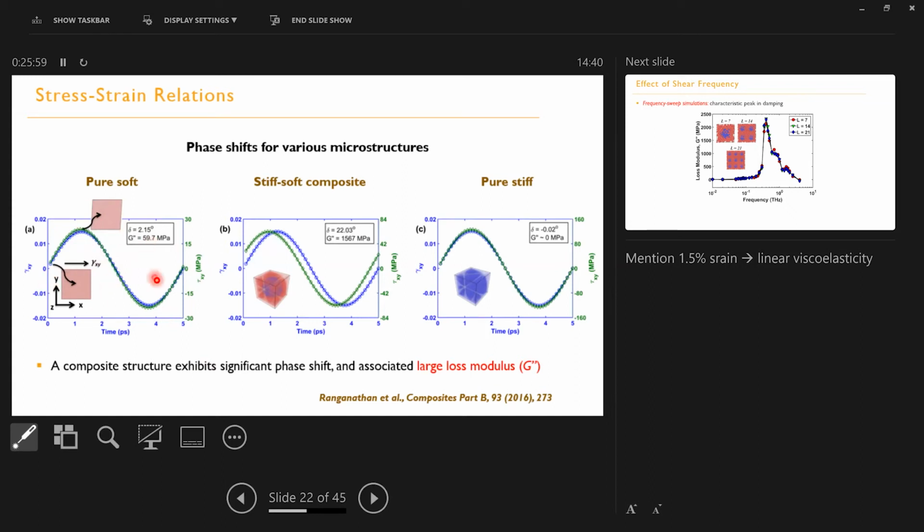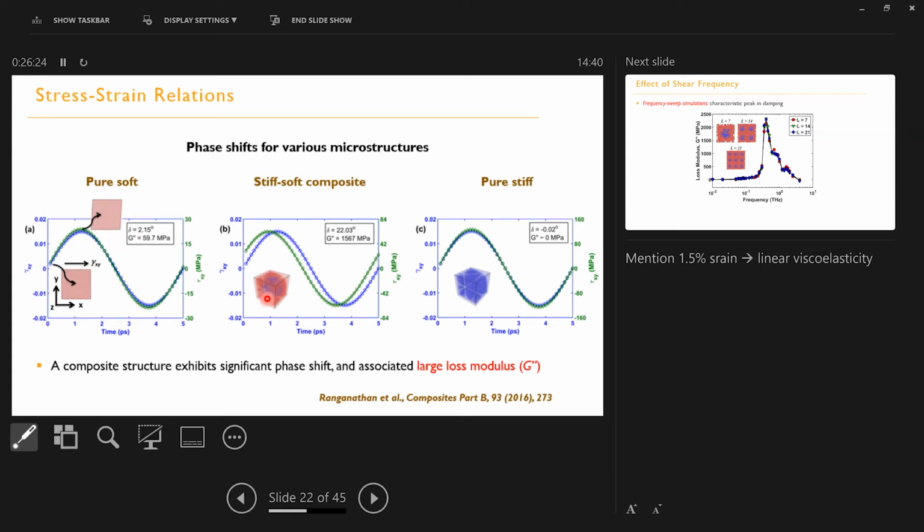This is the stress and strain response for 3 different systems. On the left panel, you see a pure soft phase. All the atoms are red in color. On the rightmost panel, you see a pure stiff phase. This material has 4 times the stiffness of the soft phase, and somewhere in between we have a composite structure. The stiff inclusion is present in a soft matrix.